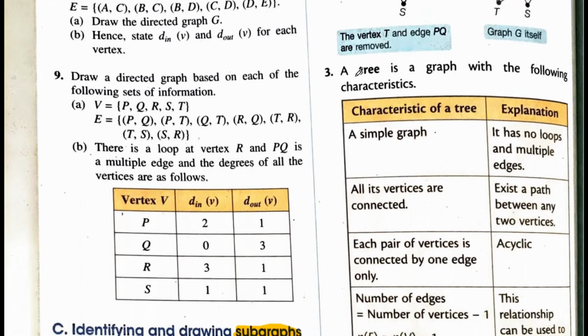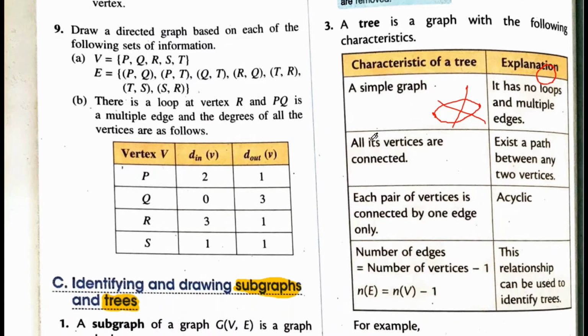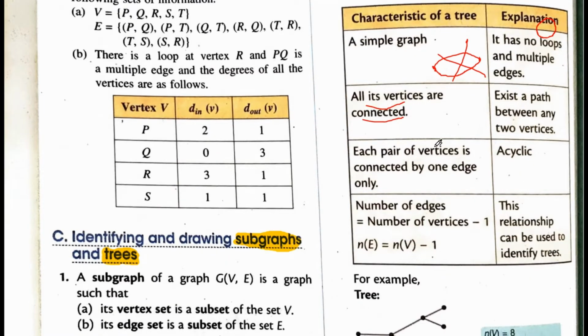A tree is a graph with the following characteristics. A tree is a simple graph. Simple graph means no loops and no multiple edges. No loops like this, and multiple edges mean two lines connecting two vertices. So a tree is just a simple graph. All its vertices are connected, as there is a path between any two vertices. So all vertices must be connected. Each pair of vertices is connected by one edge only. This is called acyclic. Number of edges equals number of vertices minus 1.